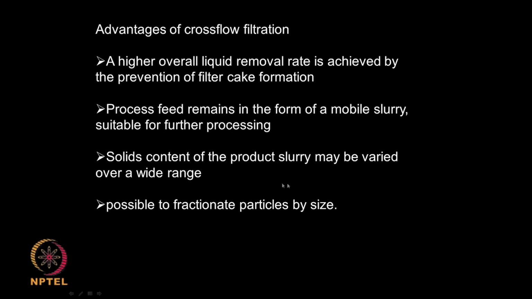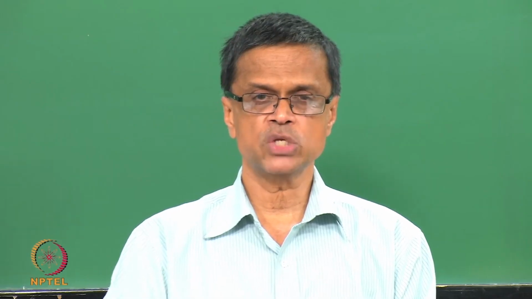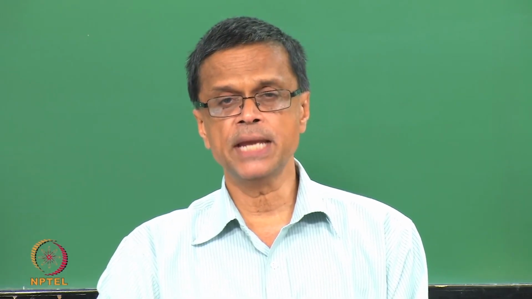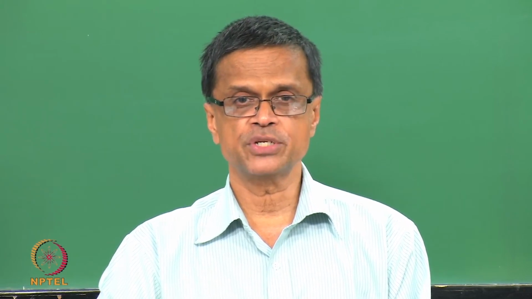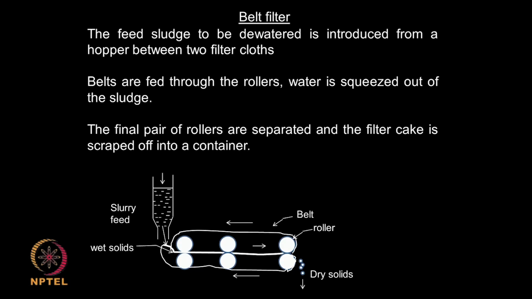And the solid content of the product slurry may be varied over a wide range, and we can even use this for fractionating particles by size. So, we can have initially a cross flow filter with very fine holes, and then we can have bigger holes and so on. So, we can have a fractionated type of solid separation, whereas we can't do that in a dead end type of filtration. Then you have this belt filter.